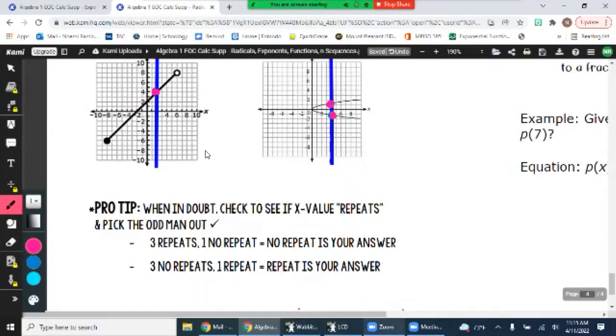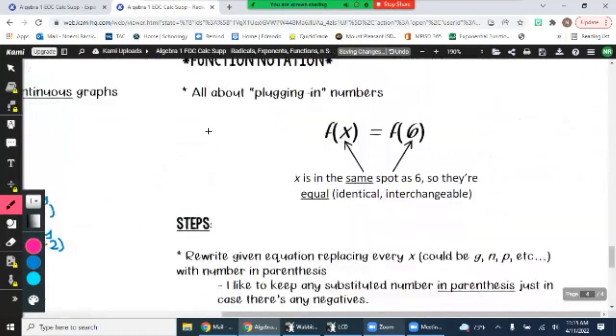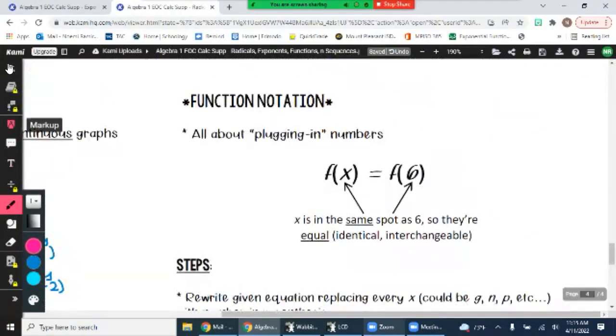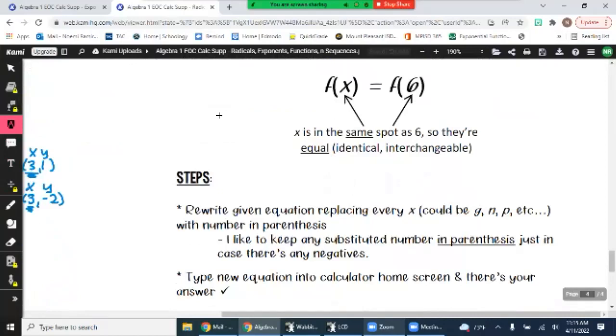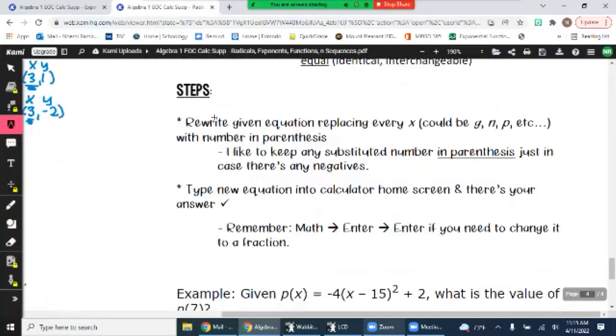Pick odd man out. Function notation. Function notation is all about plugging numbers in. You're just plugging numbers in. Anytime you see f of x or f of 6, the x is in the same spot as the 6, so they're equal, they're identical. You can change them, you can swap them out.